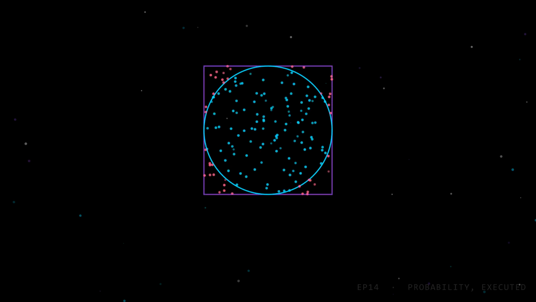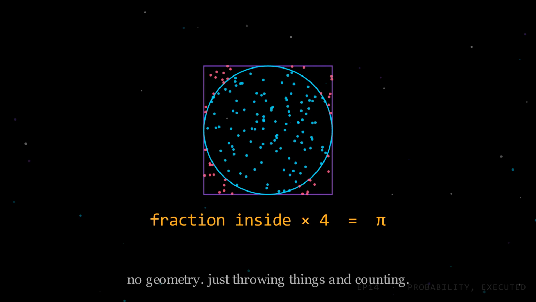Draw a square. Draw a circle inside it, touching all four sides. Now throw darts at the square completely at random. The fraction that land inside the circle is the ratio of the two areas, which works out to pi over 4. So multiply that fraction by 4, and you have estimated pi.